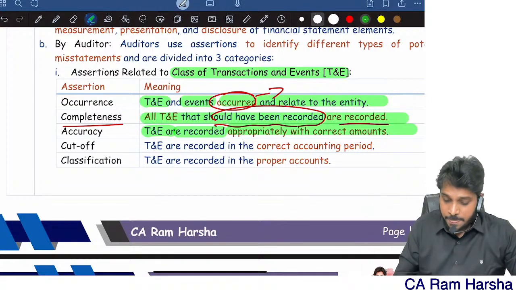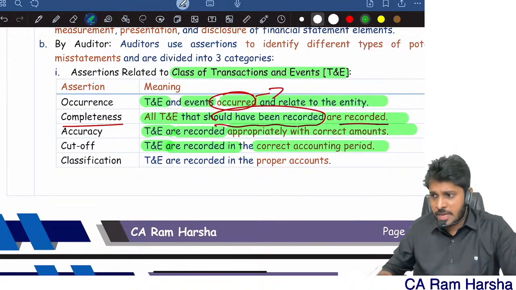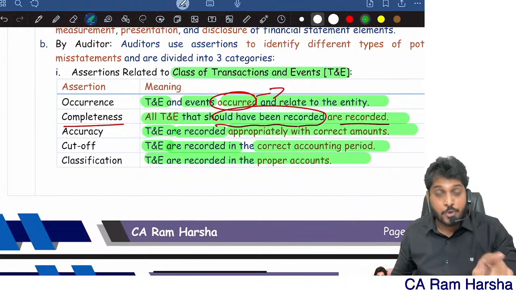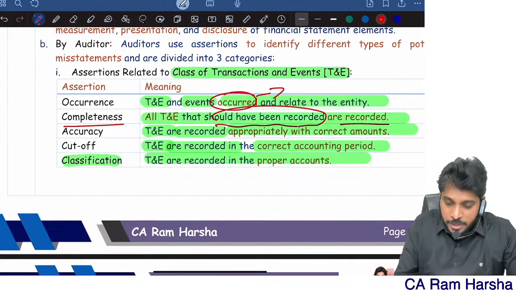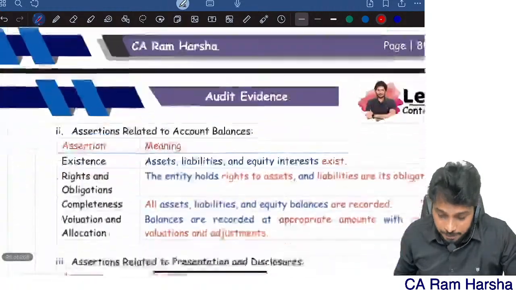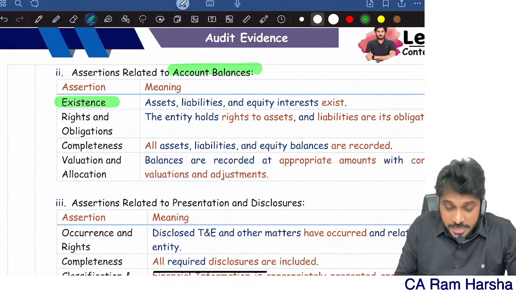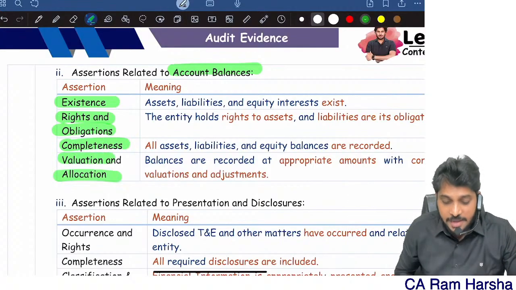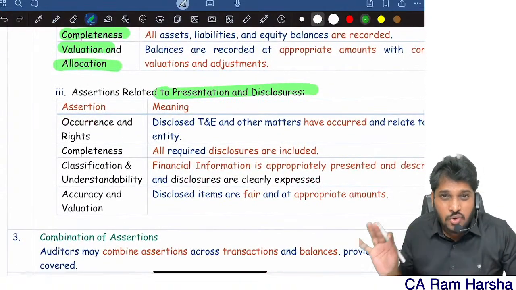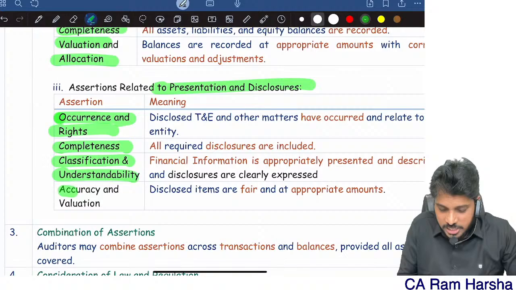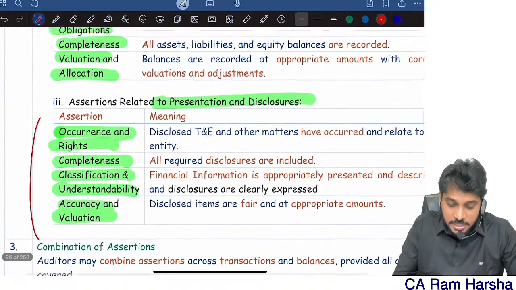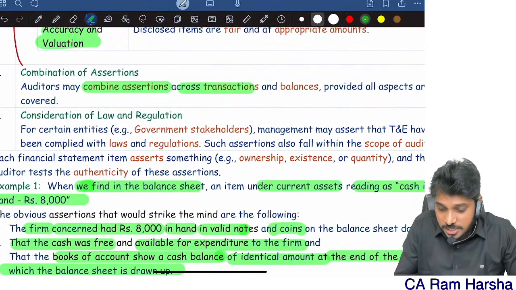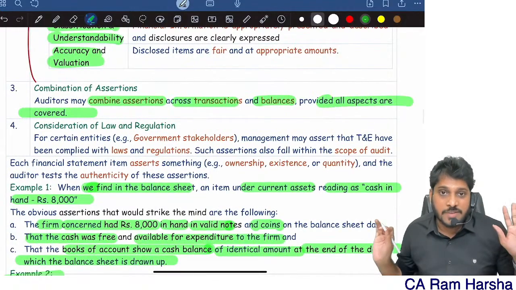That's called the accuracy assertion. Transactions and events are recorded in the correct accounting period. For example, a sale is recorded on 31st March; see whether the sale really happened. Transactions and events are recorded in the proper account. That is called classification. So with respect to transactions, I generally check five types of assertions. With respect to balance sheet items, I will check existence, rights and obligations, completeness of assets and liabilities, and I will see valuation and allocation. Whereas for presentation and disclosure items, I will check occurrence and rights, completeness, classification, accuracy, and valuation. And remember, I may sometimes combine these assertions. Auditors may combine assertions across transactions and balances, provided all aspects are verified.